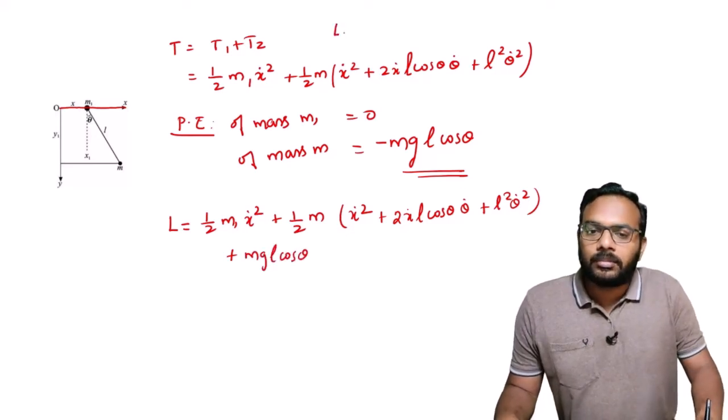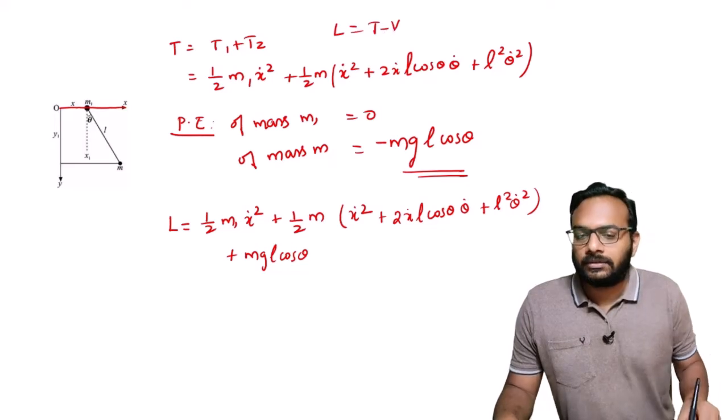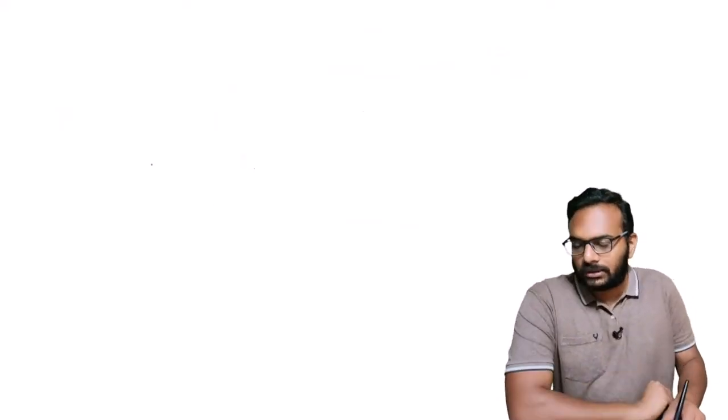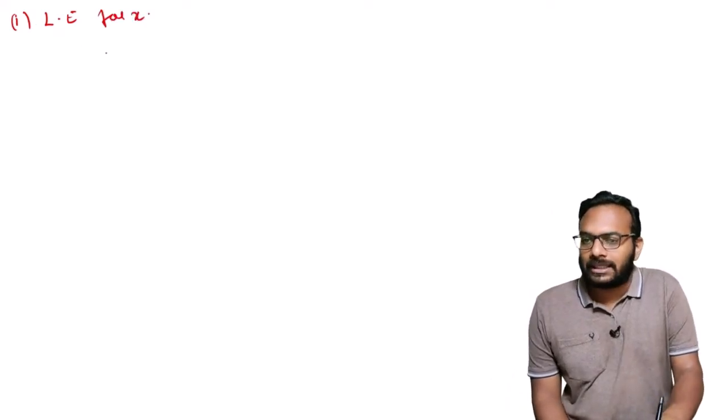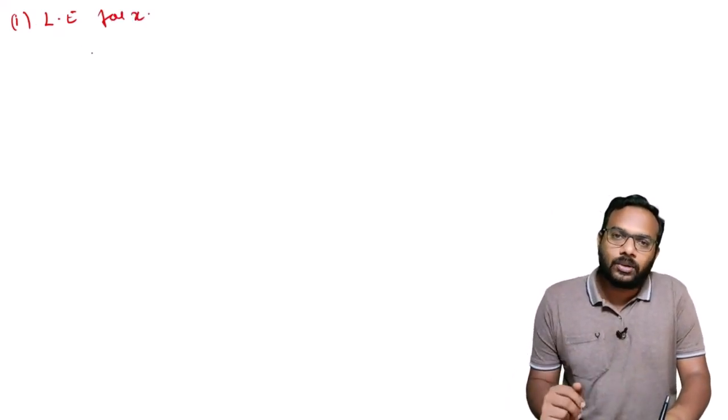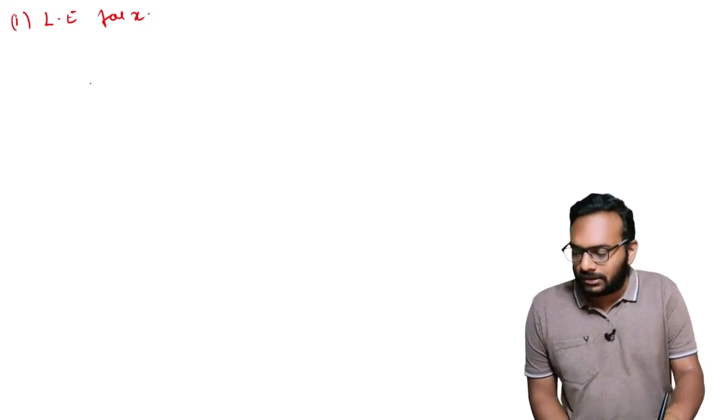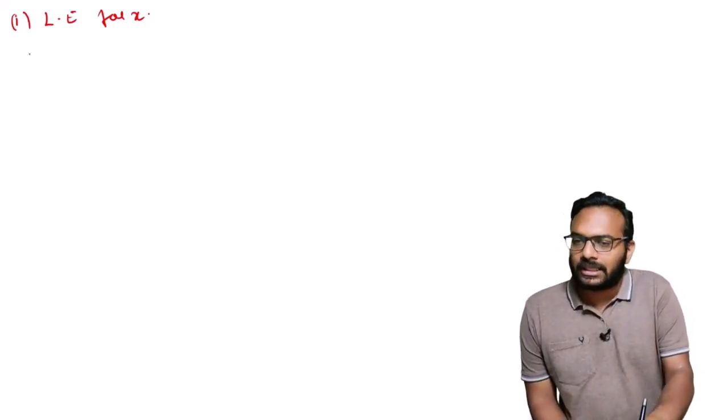Okay, if you don't remember, L is equal to T minus V. We have got the Lagrangian. Now we just have to find the equations of motion. First, let's find Lagrange's equation for x, the coordinate x. As we said earlier, each coordinate has its own equation. So this equation we can write as d by dt.